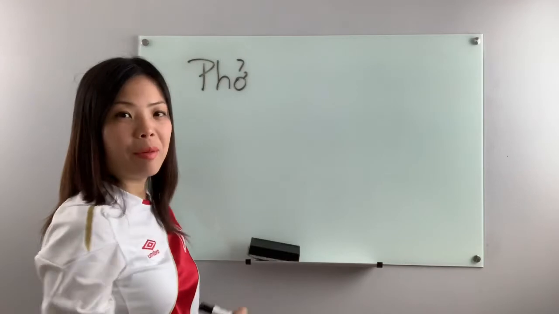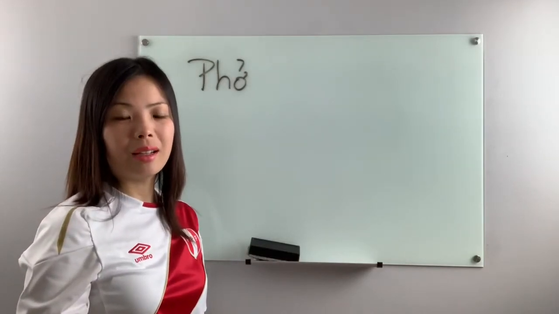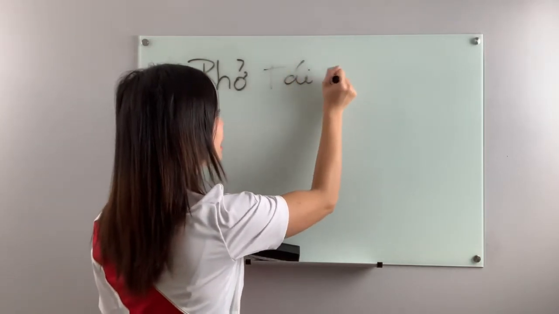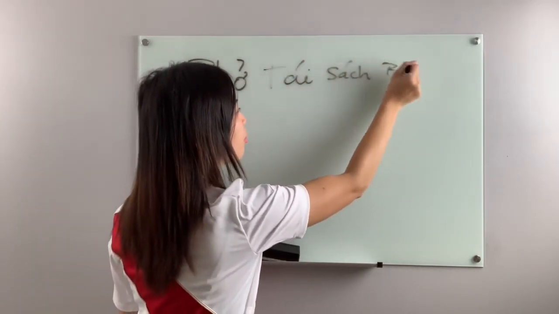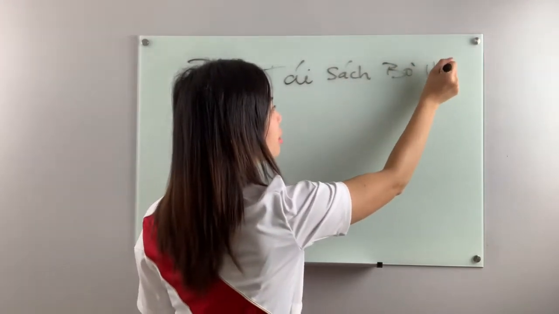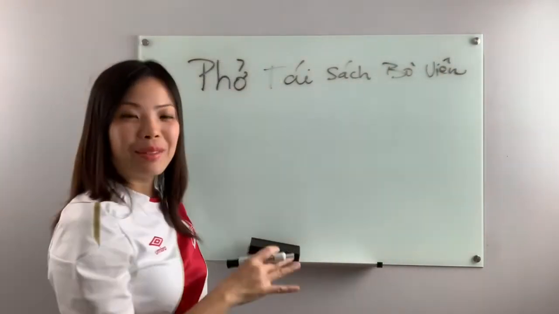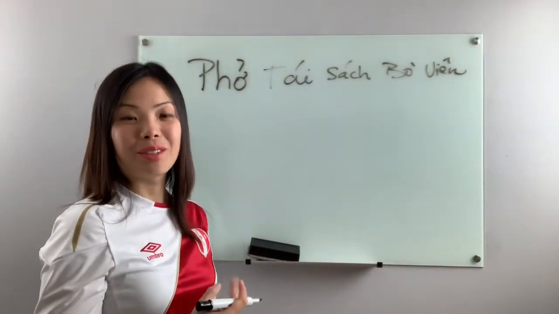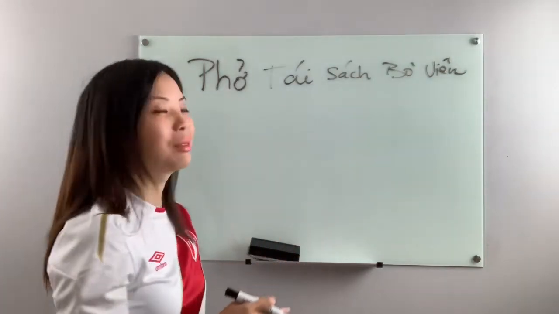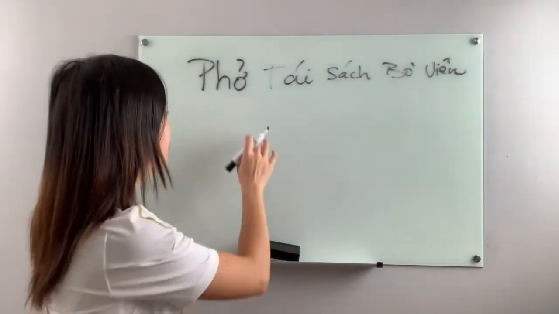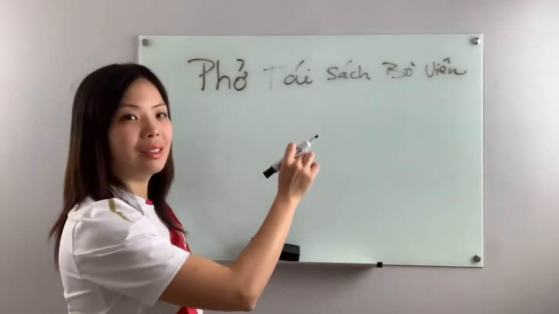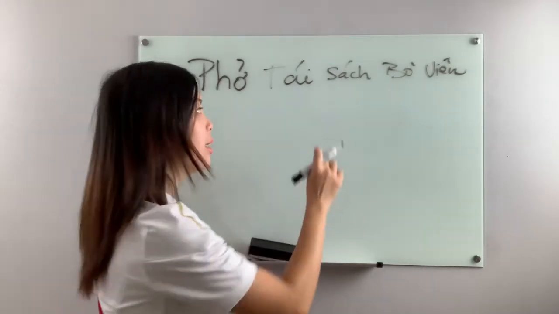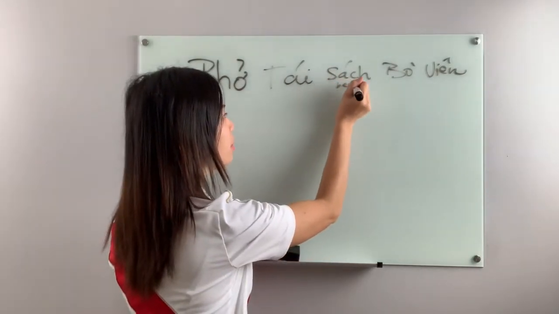And the type of pho that I normally order at a restaurant is phở tái, sắc, bò viên. I have to have all of this for me to really taste the pho that is good to me, and I cannot miss any of this. And we already learned tái. Tái is the rare steak. Bò viên is the meatball. And sắc is the beef tripe.